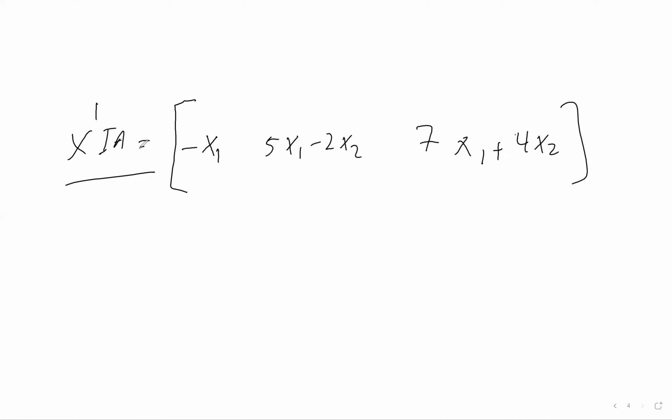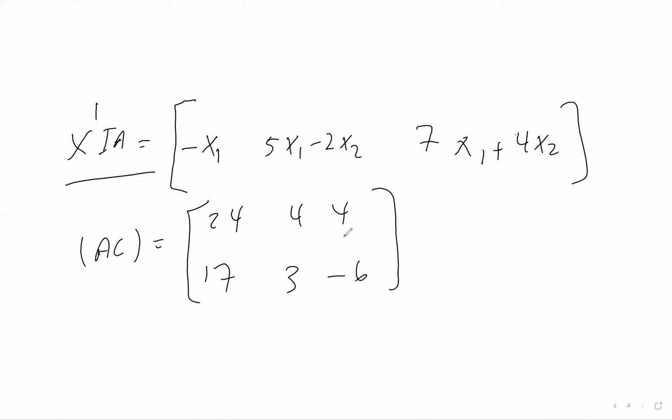as I said, if you have a product, the product is already given to you. Let's say you have a product AC, which is the product of two matrices A and C. It's already been calculated, and you're given that the product of these two matrices is 24, 4 and 4, and 17, 3, minus 6. This is an example.